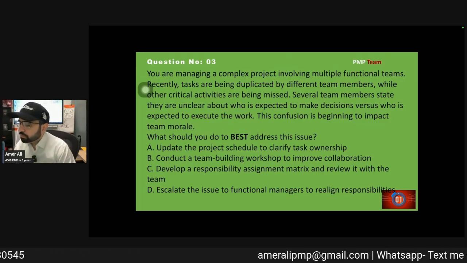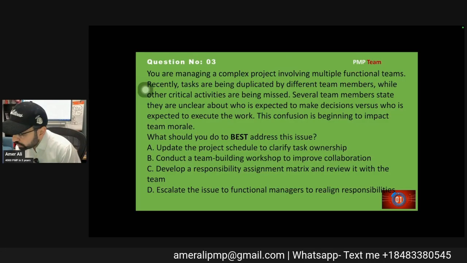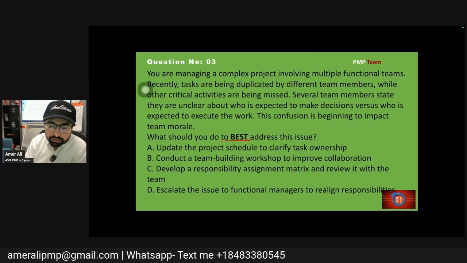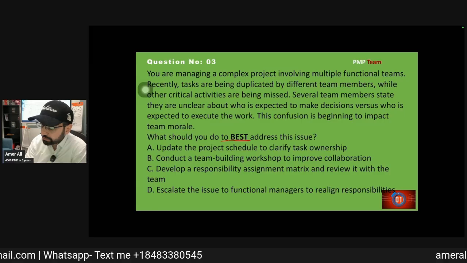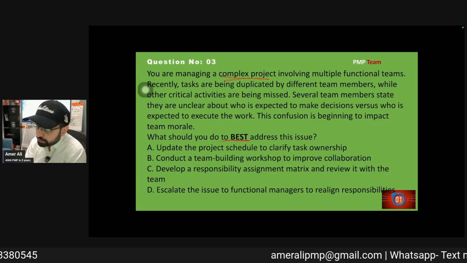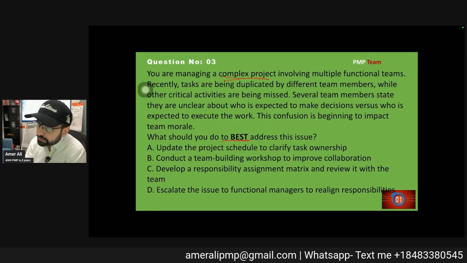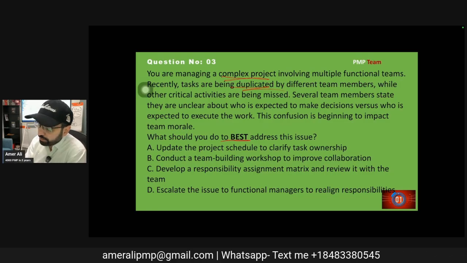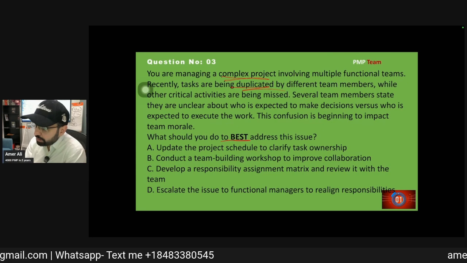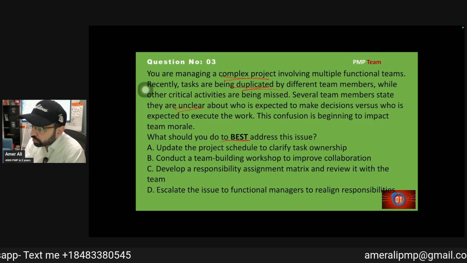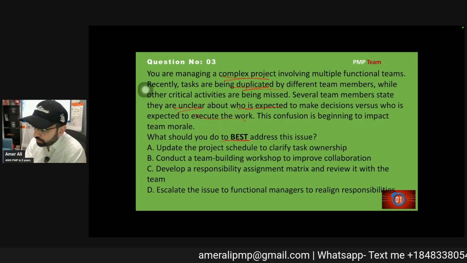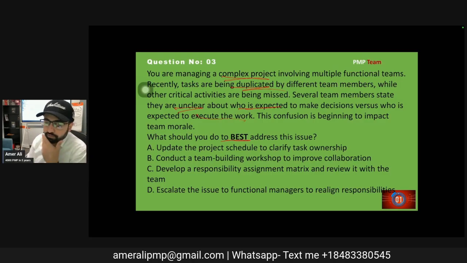Okay, so what should you do best? Be very careful. We have a question, what should you do next? You are managing a complex project involving multiple functional teams. Recently, tasks are being duplicated by team members while other activities are being missed. Several team members state they are unclear who is expected to make decisions and who is expected to execute the work. Now, this is becoming a confusion.